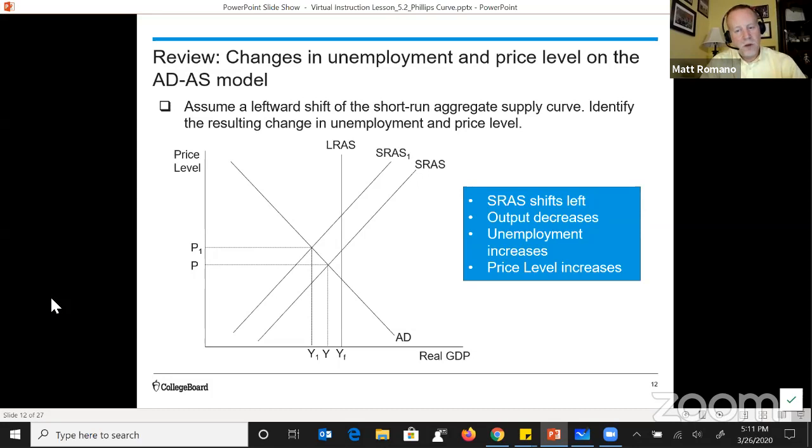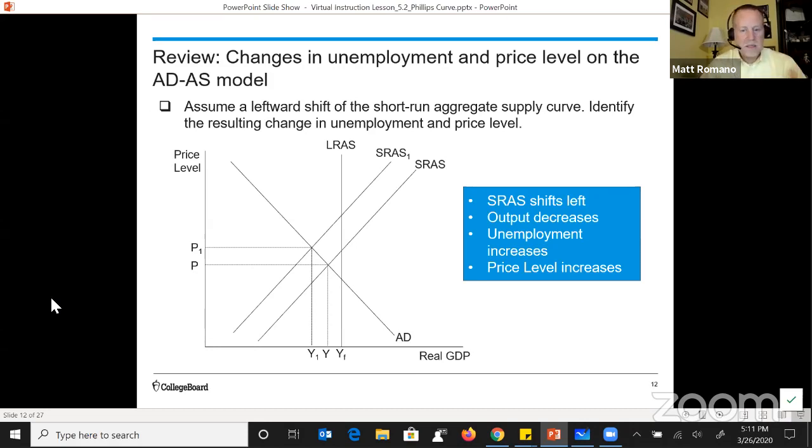At the same time, though, as SRAS shifts left, price level's now increasing. This is also known as cost push inflation. We have some cost push inflation going on here. So it's a scenario where people are losing their jobs, output is going down, unemployment's going up, but at the same time, price level's rising.